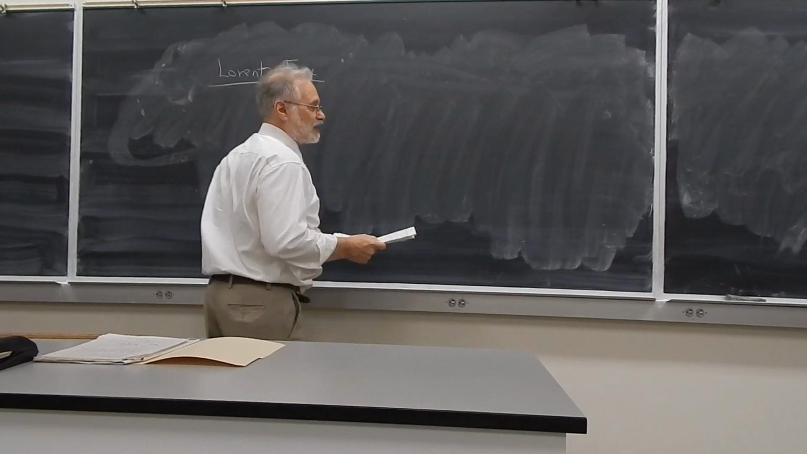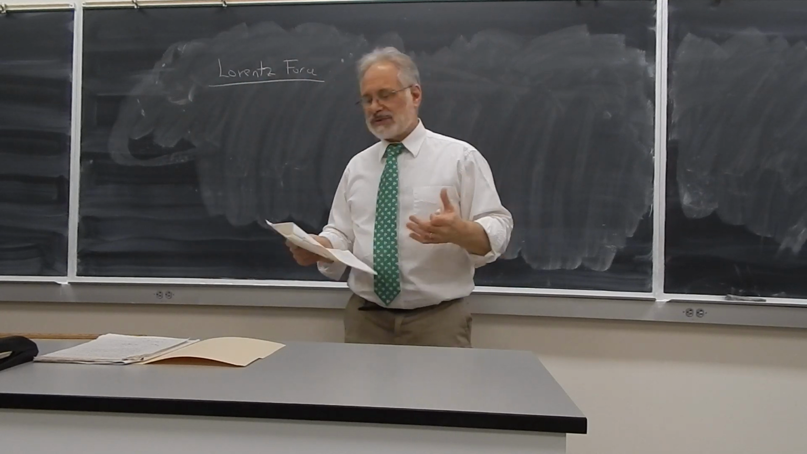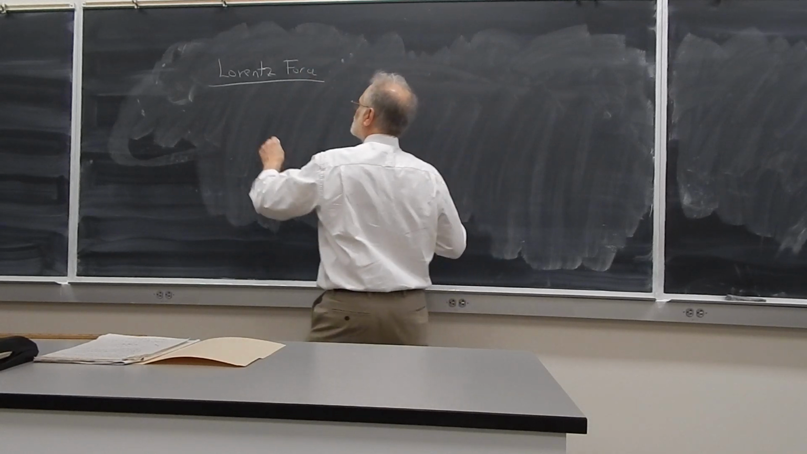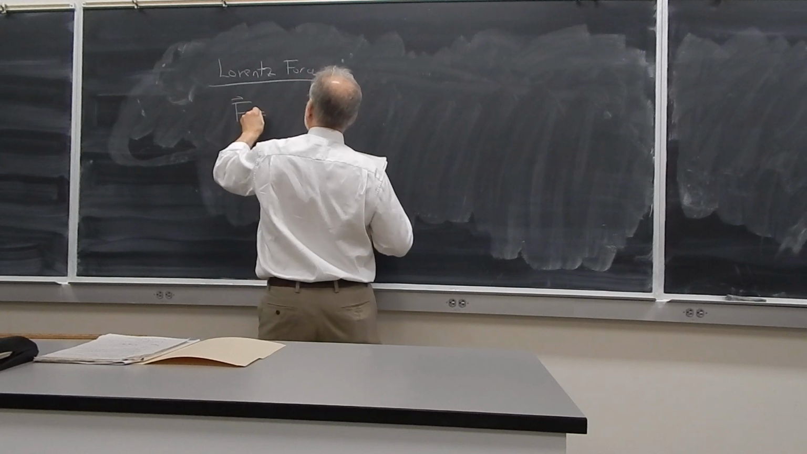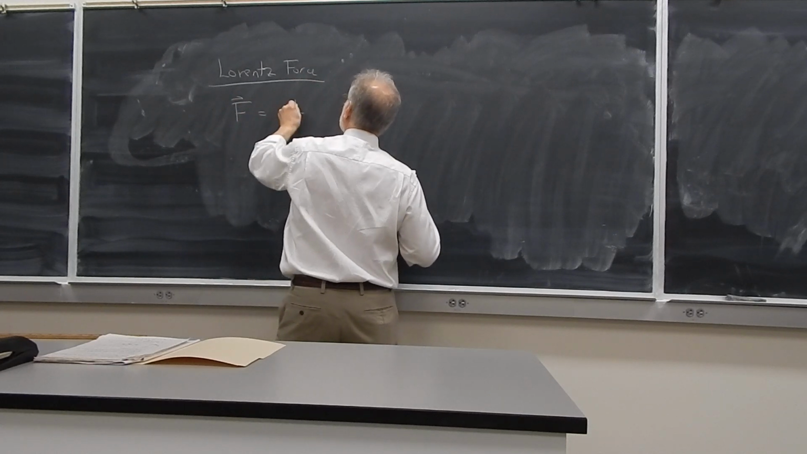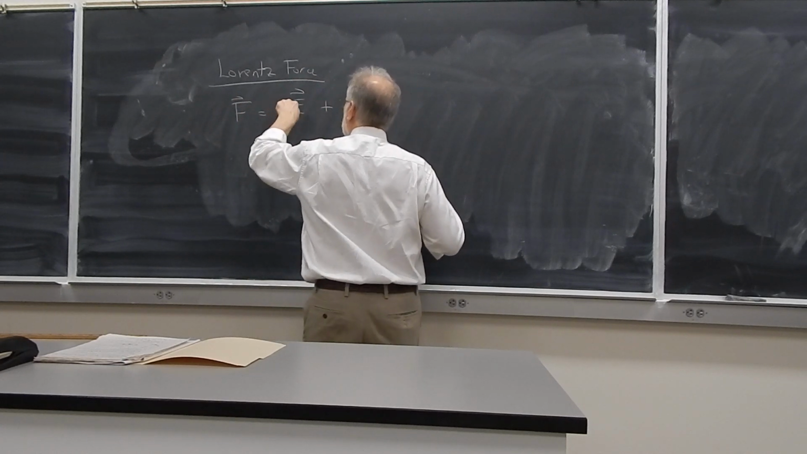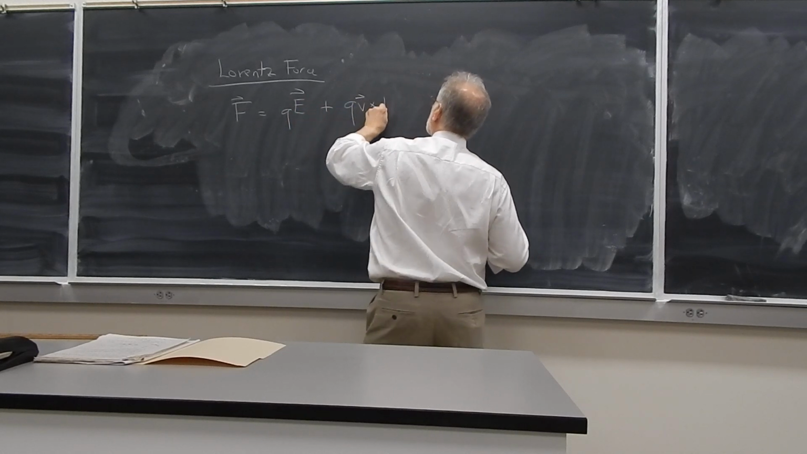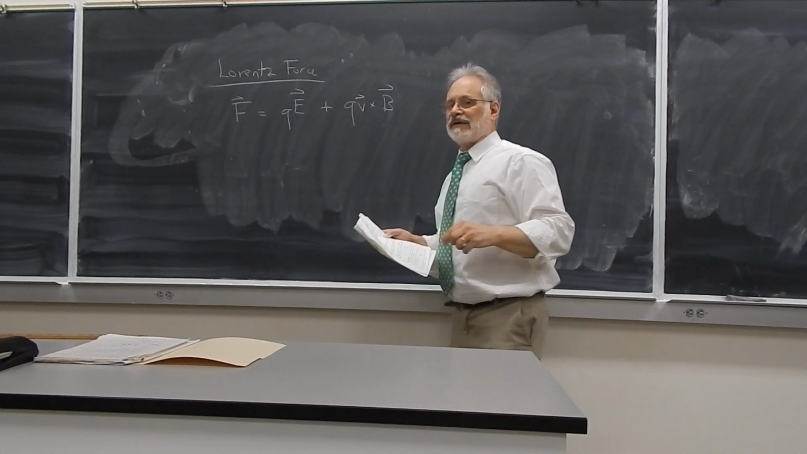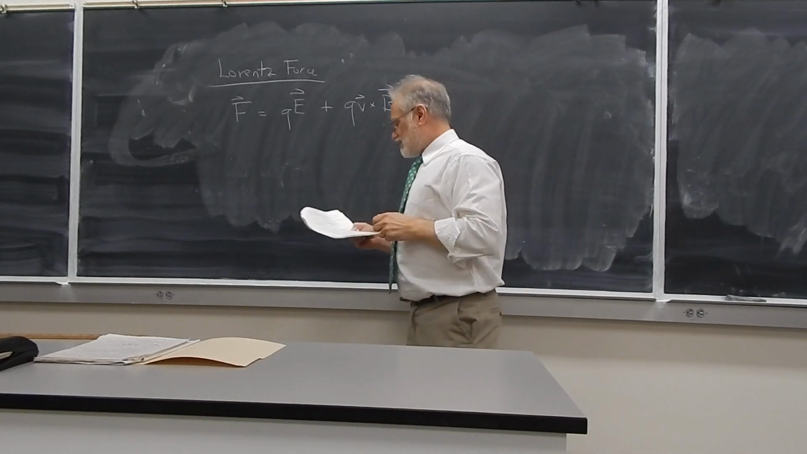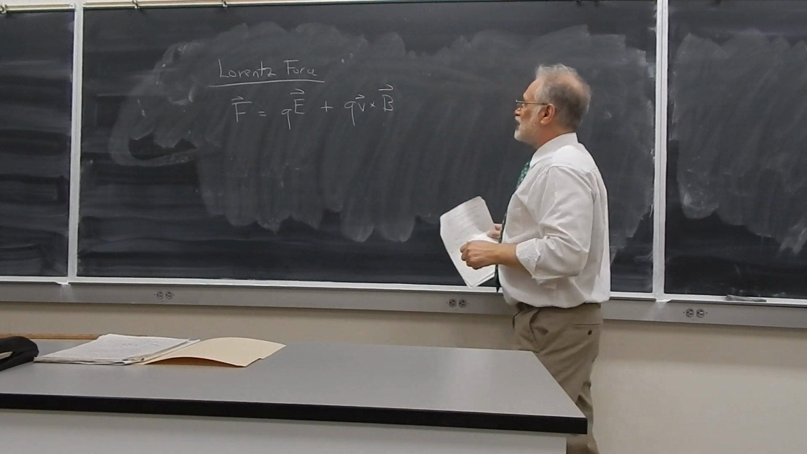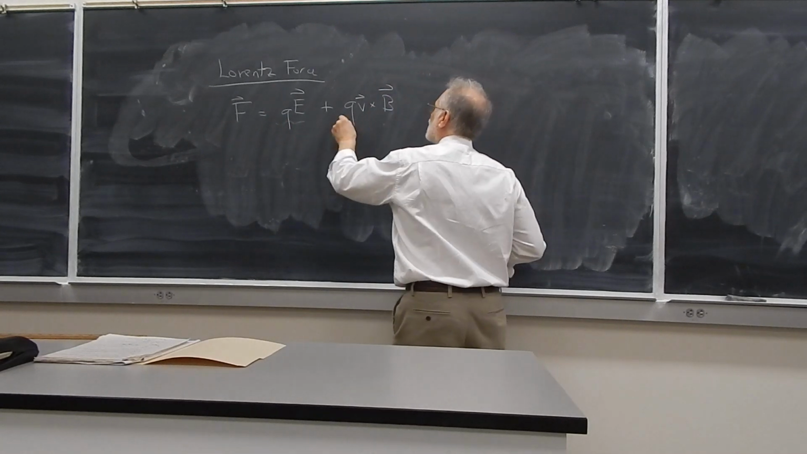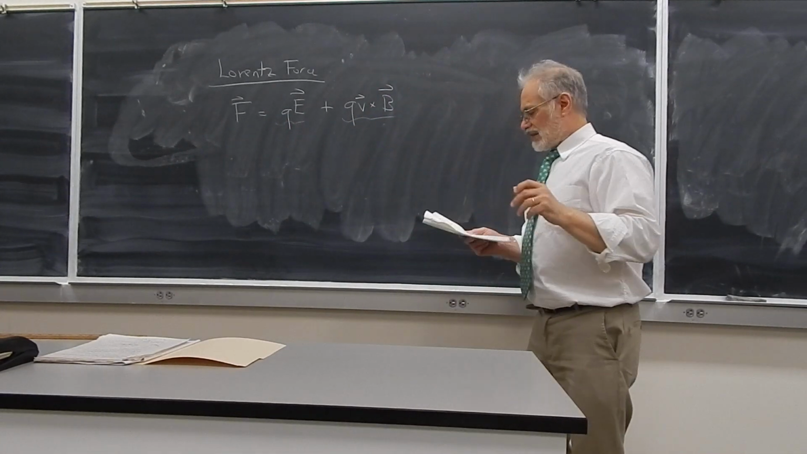And that's if you have a moving charged particle in both an electric and a magnetic field. As you might imagine, the force would be just the combination of the force on that particle due to the electric field and then due to the magnetic field. So this is what we call the Lorentz force law, and it's very simply just the sum of the electrostatic force on the particle and the magnetic force on the particle.